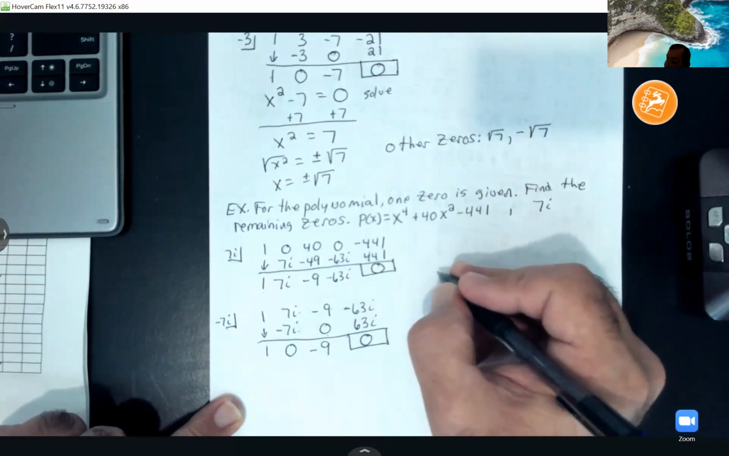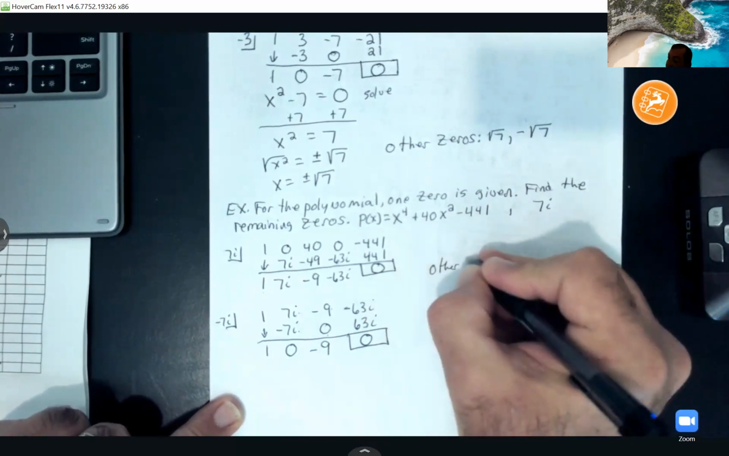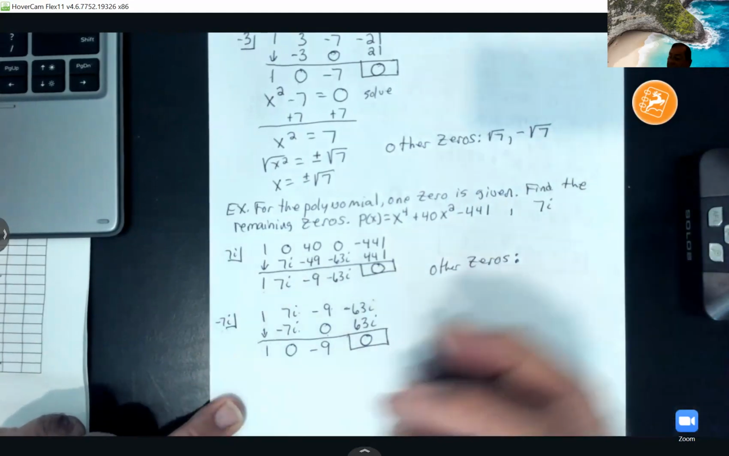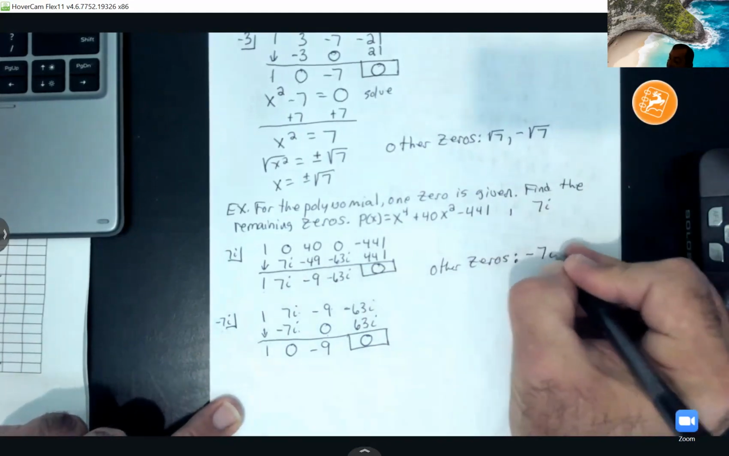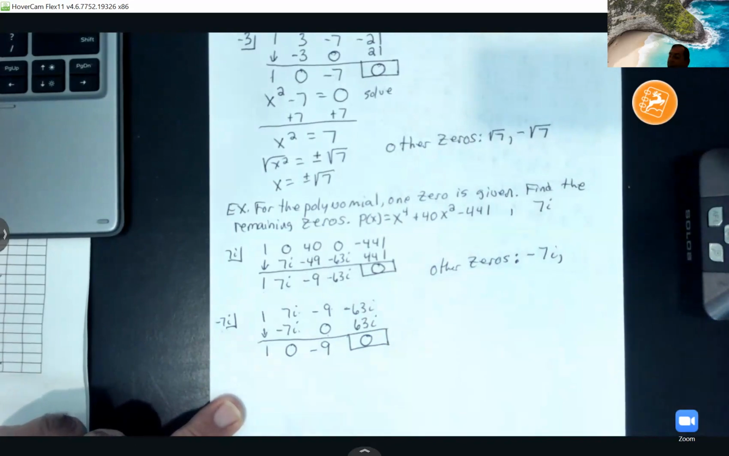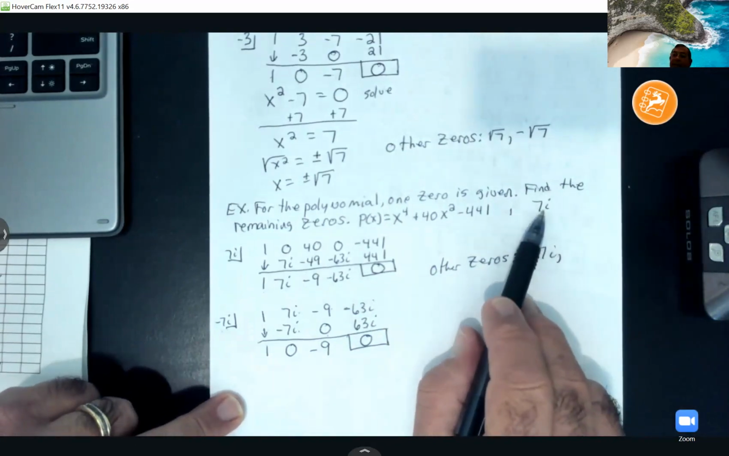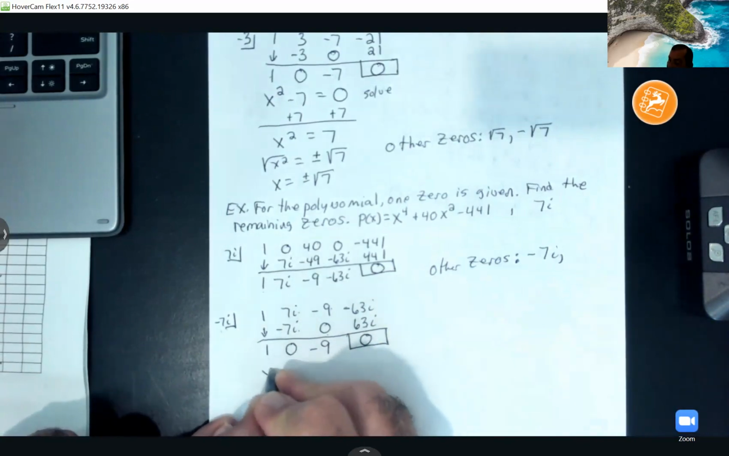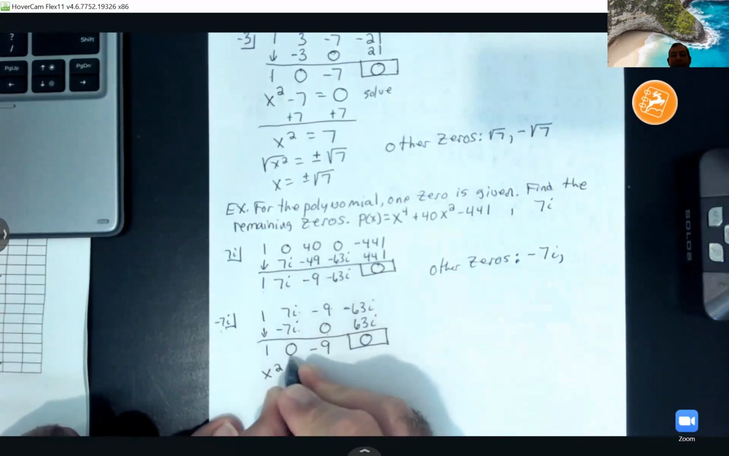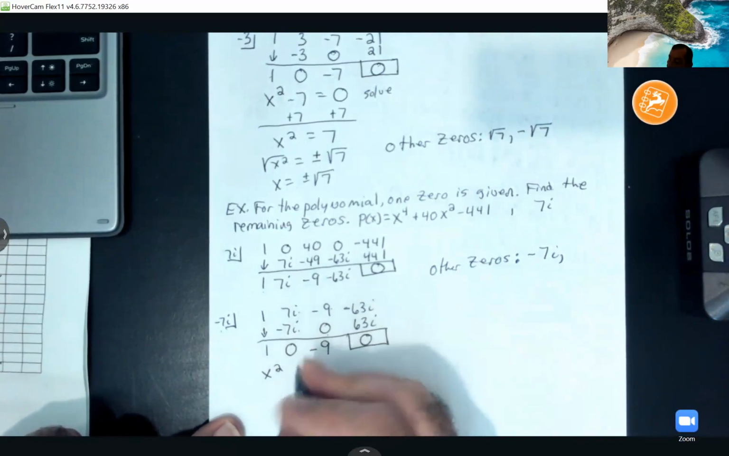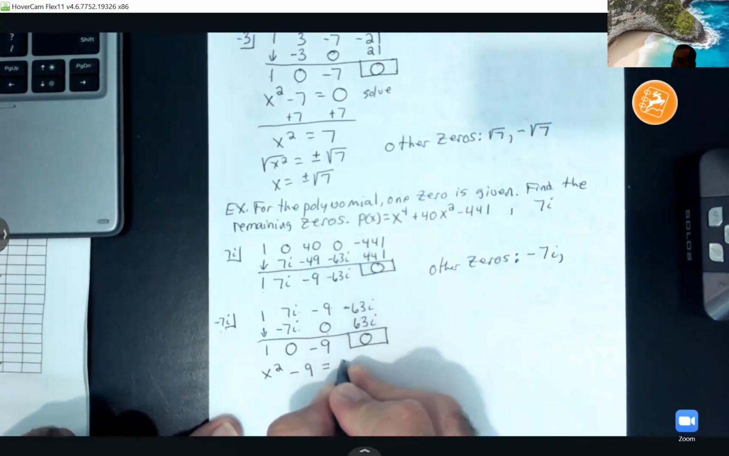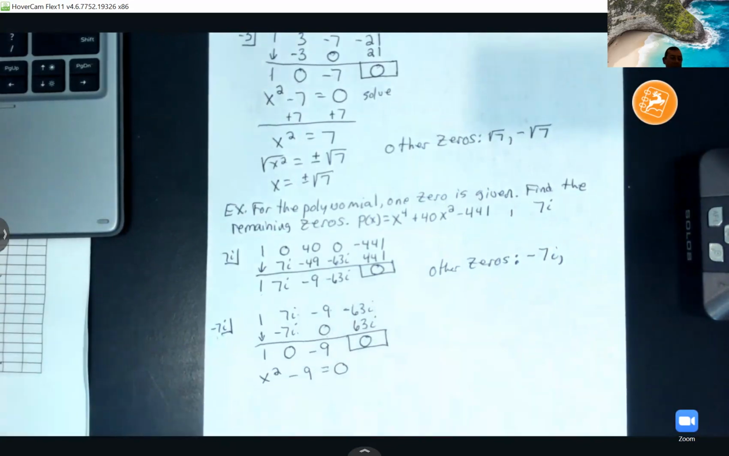So for the other zeros, so far, I know a negative 7i is one of my other zeros. Okay, remember, don't write the 7i because they gave us that one. But guess what? We got 3 numbers. So this is like x squared, 0x I don't have to write, minus my 9. And I'm going to set that equal to 0.